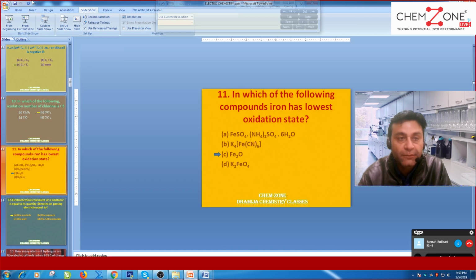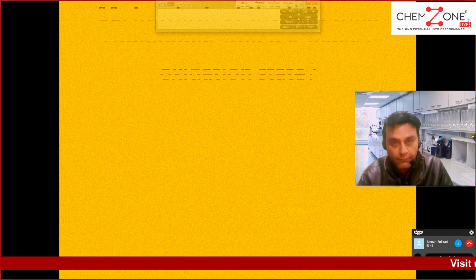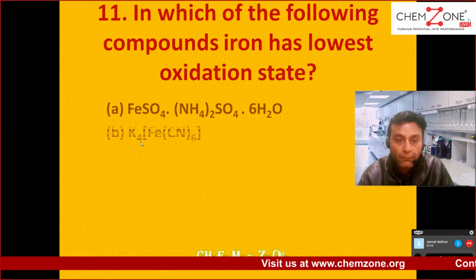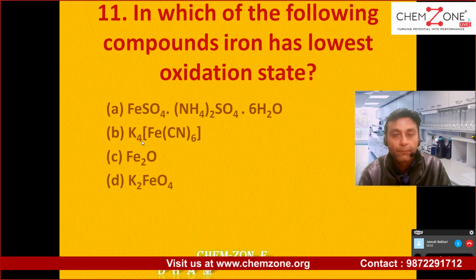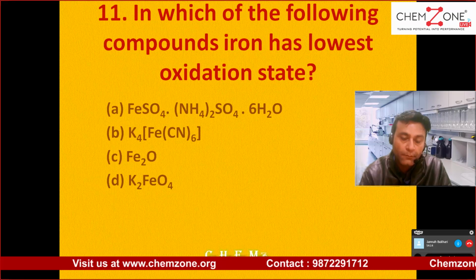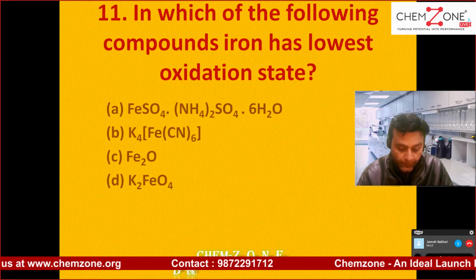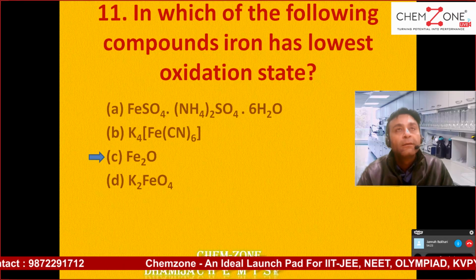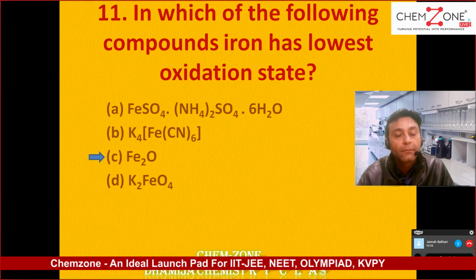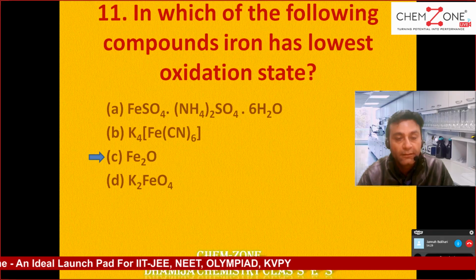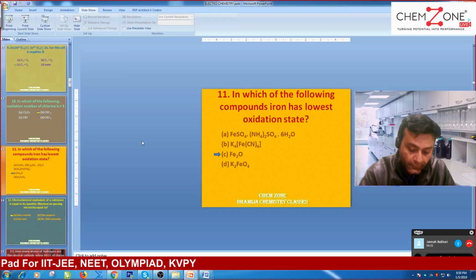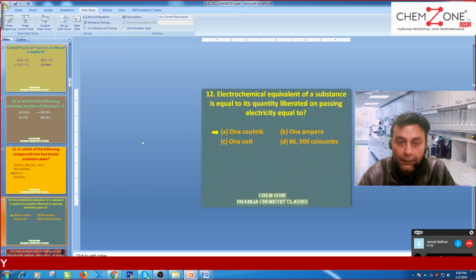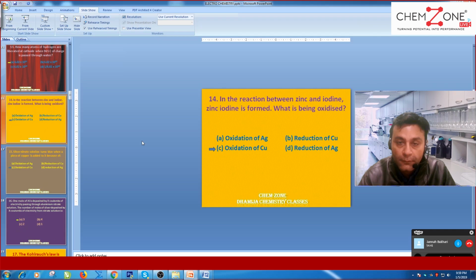Okay, now can I do this one? Which of the following compounds has a list? Oxide is... is it C? Yeah. How much is it? Should be 0, +1, +1. Oh, Fe is +1. Yeah, because O is -2, right? Okay.